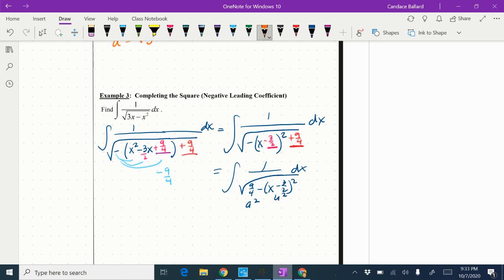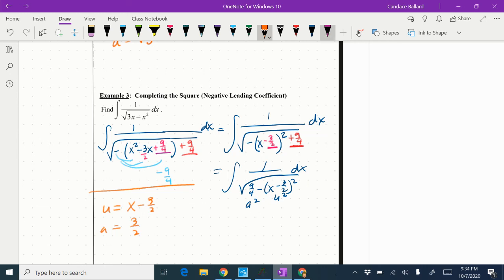So let's see, the u is equal to, I have to take the square root of that. So it'd be the square root. What happened? It's not the square root, it's the squared. I've lost the squared in my brain. I lost that squared right there. So x minus 3/2, and then the a is going to be the square root of 9/4, which is 3/2.